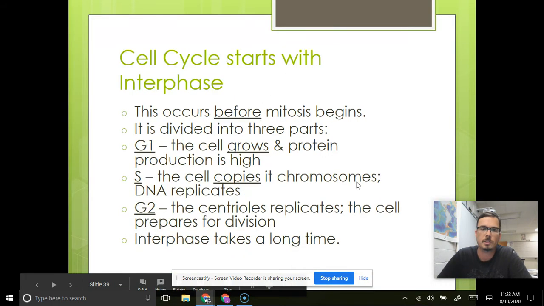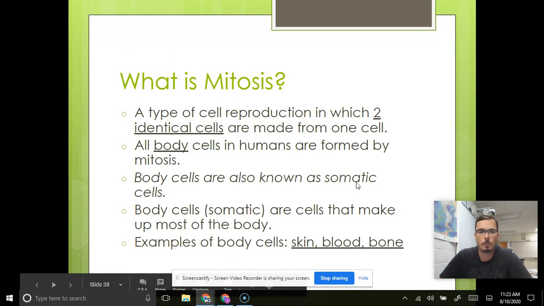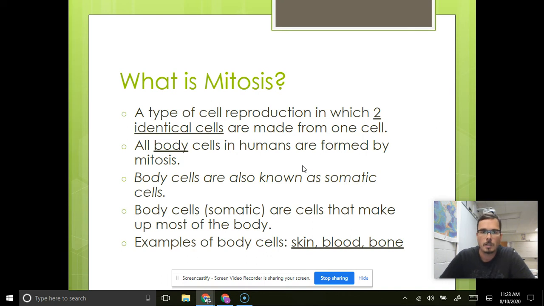All right, mitosis. In mitosis, cells go through cell division. Mitosis is just a type of cell reproduction in which two identical cells are made from one cell. So the two cells that come out of mitosis look exactly the same, DNA and everything, as that first cell. All body cells in humans are formed by mitosis. Basically, mitosis is the driving force behind human development.